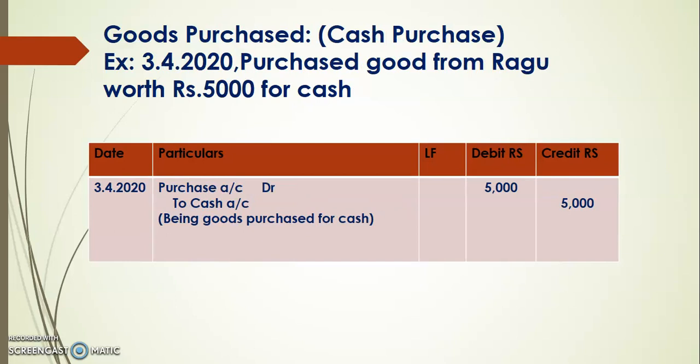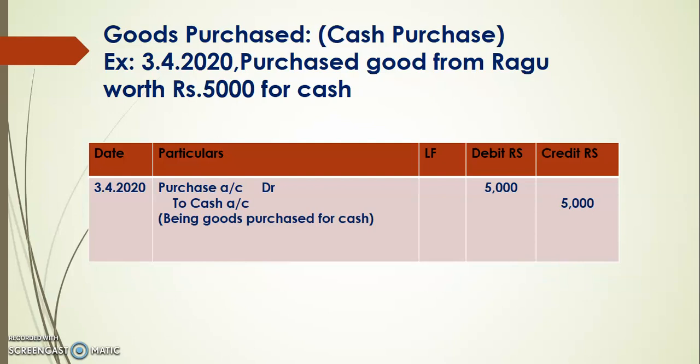Then next one, goods purchased. So, goods may be purchased for cash or credit. Here, on 3/4/2020, purchased goods from Raghu worth rupees 5,000 for cash. Here we have the name of the seller and then mention cash. So, we can treat this one as cash purchase. So, you can assume at the time of purchase, what will happen? Cash goes outside. So, you pay the cash and purchase goods.